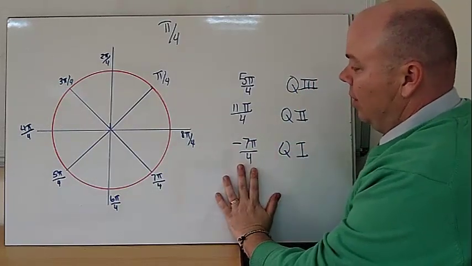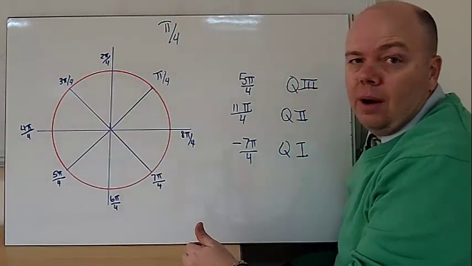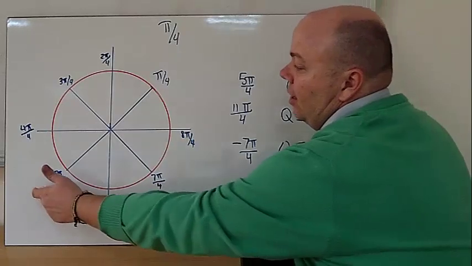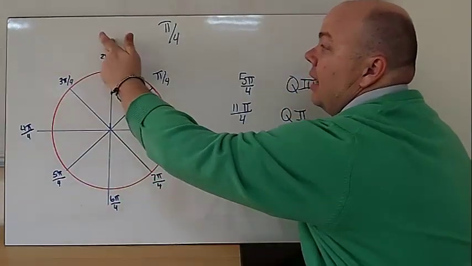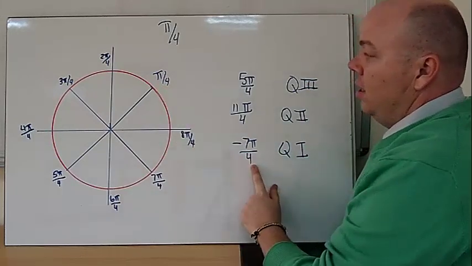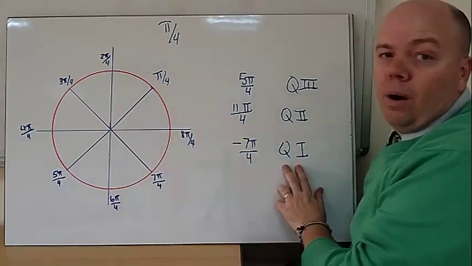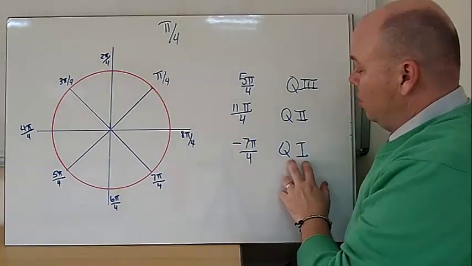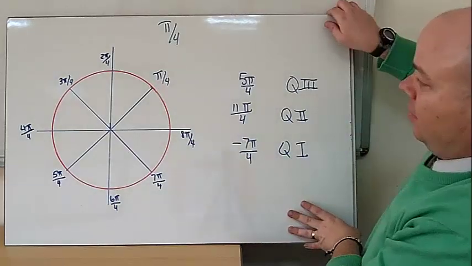Negative 7 pi over 4. Negative 7 means you're going this way around the circle. So negative 7 would be negative 1, negative 2, negative 3, negative 4, negative 5, negative 6, negative 7. It's exactly the same as pi over 4. So it's in quadrant 1. The coterminal angle for this would be pi over 4. So the angle is in quadrant 1.